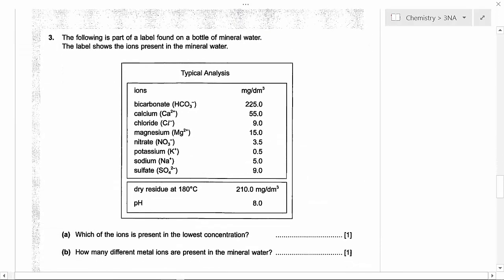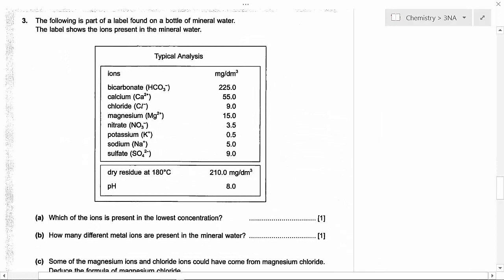Next one, I think the last question. Question number 3. Now, this is a typical analysis of a mineral water. So now you know that mineral water contains really minerals inside, like cation, anion, and so on. So definitely mineral water is not pure. It's not 100% pure water. It contains a lot of salts inside, different kinds of salts. Salts doesn't refer to sodium chloride only. Okay, all these chemicals are considered salts.